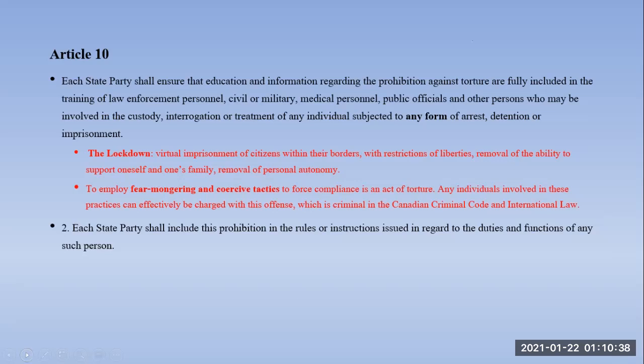The lockdowns or virtual imprisonment of citizens within their borders, within their counties, within their homes, with restrictions of liberties, removal of the ability to support oneself and one's family, removal of personal autonomy. To employ fear mongering and coercive tactics to force compliance is an act of torture, and it is cruel, it is degrading, and it is inhumane. Any individuals involved in these practices can effectively be charged with this offense, which is of torture, which is criminal in the Canadian Criminal Code and in international law. And we're going to look at the Rome Statute for crimes against humanity.